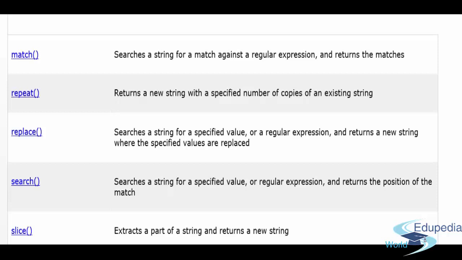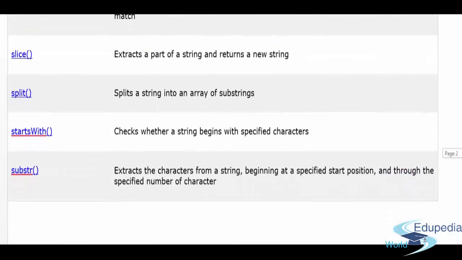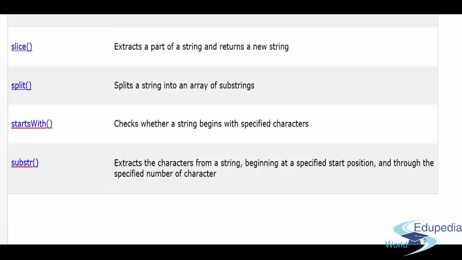search searches a string for a specified value or a regular expression and returns the position of the match. You've done this. slice, we've done this as well, extracts a part of a string and returns a new string. split, very important to know split. Why? Because we can convert a string into an array. split splits a string into an array of substrings. startsWith checks whether a string begins with specified characters. substr, we've done this, extracts the characters from a string beginning at a specified position and through the specified number of characters.